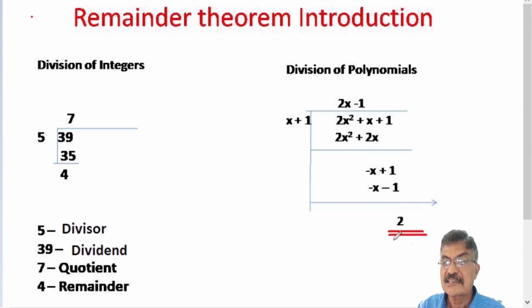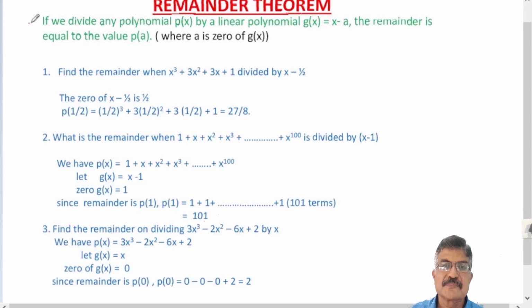So we just concentrate only on the remainder. We have to check the remainder. If the remainder is 0, this expression is a factor of the dividend. I have already told you to concentrate only on factorization of polynomials. Factorization means splitting the given expression into simpler terms. Then only we can evaluate it very fast. Okay? We just concentrate only on the remainder.